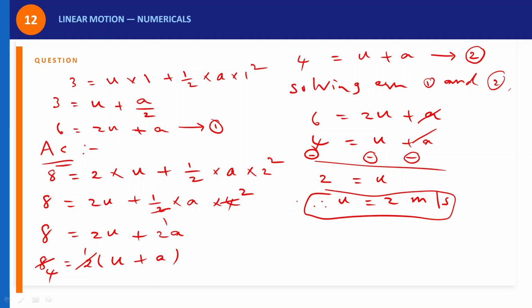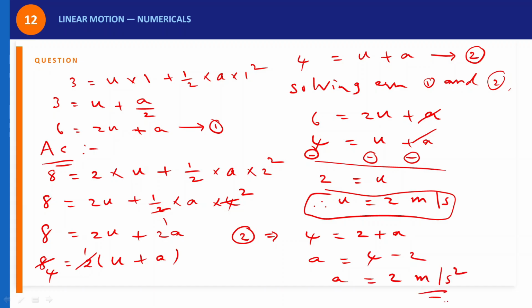This u value, substitute in any one of the equations, either 1 or 2. I will take equation 2. From equation 2, 4 equal to, in place of u I will write 2, plus a. Then a equal to 4 minus 2. Then a equal to 2 meter per second square. This is the acceleration with which the body accelerates. So let's see the next one.